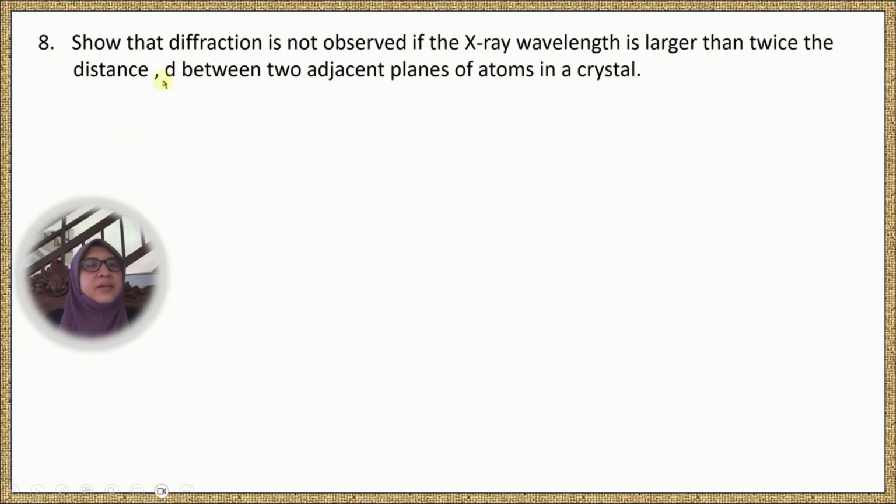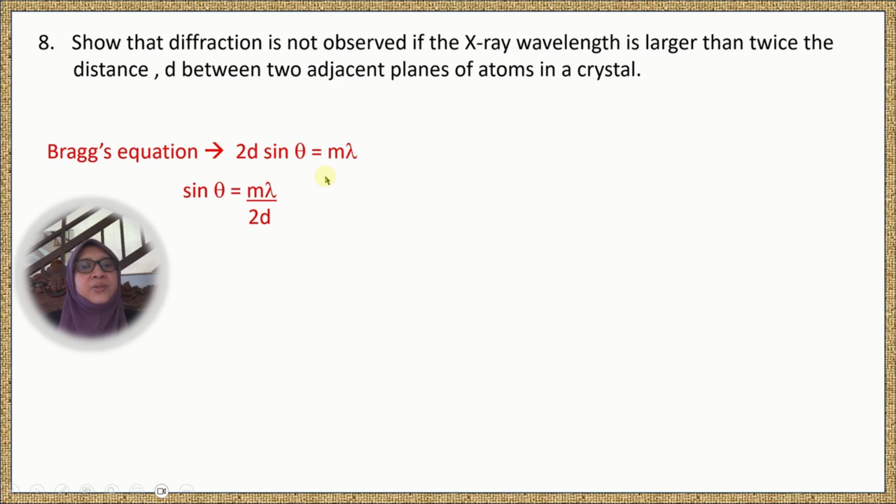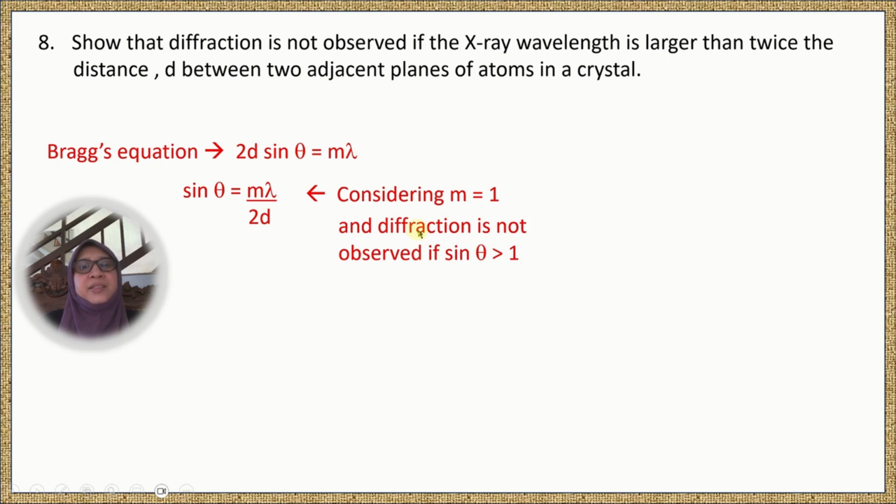Okay, question 8. Show that diffraction is not observed if the X-ray wavelength is larger than twice the distance d between two adjacent planes of atoms in a crystal. Okay, we use Bragg's equation, 2d sine theta equals m lambda. So sine theta equals m lambda over 2d. So we consider m equals 1. Okay, and diffraction is not observed when sine theta is larger than 1. Okay, that means sine 90 degrees, which is not possible. Sine theta is larger than sine 90 degrees.